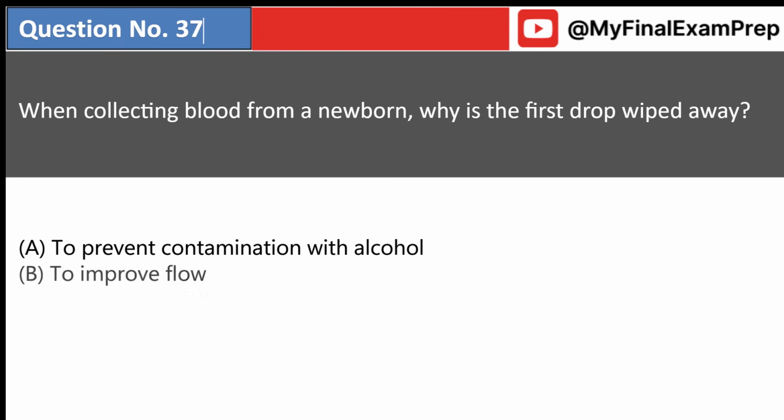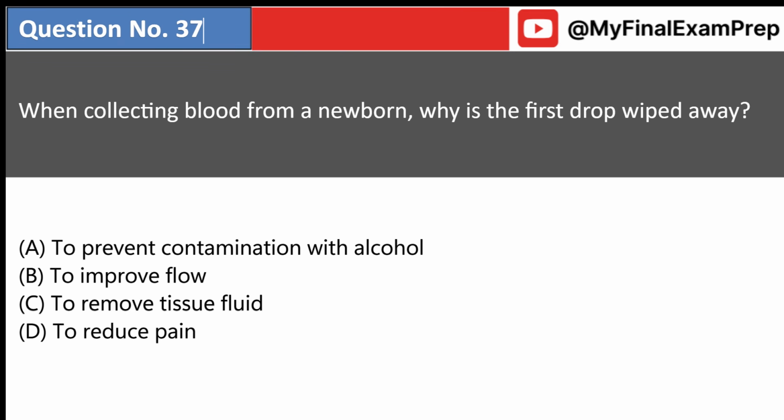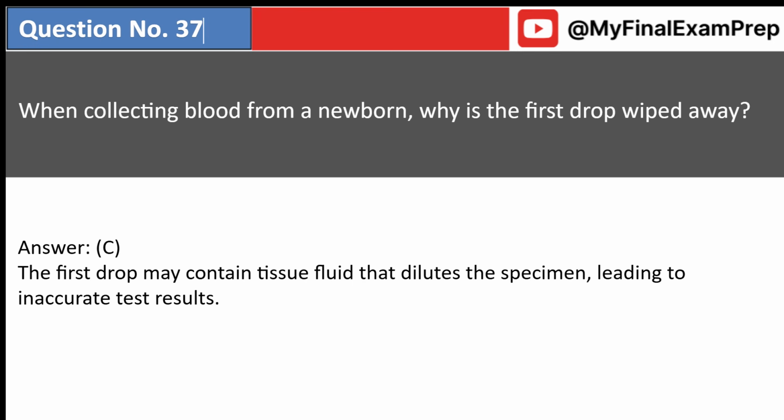When collecting blood from a newborn, why is the first drop wiped away? A. To prevent contamination with alcohol. B. To improve flow. C. To remove tissue fluid. D. To reduce pain. Answer C. The first drop may contain tissue fluid that dilutes the specimen, leading to inaccurate test results.